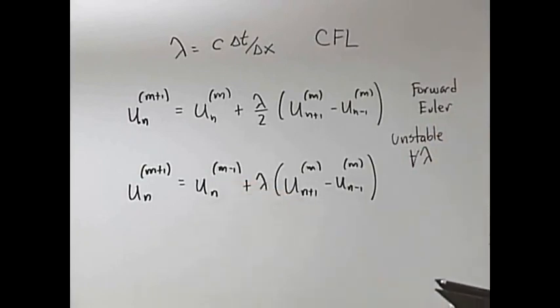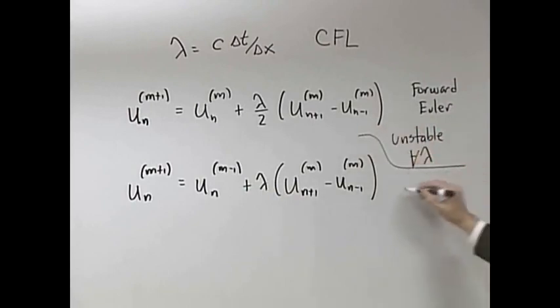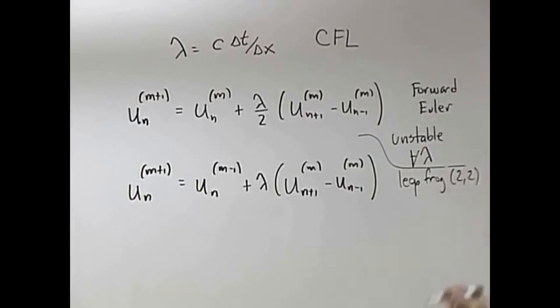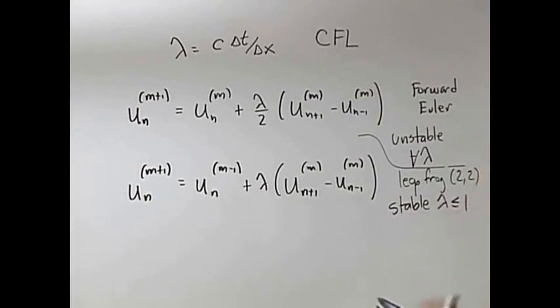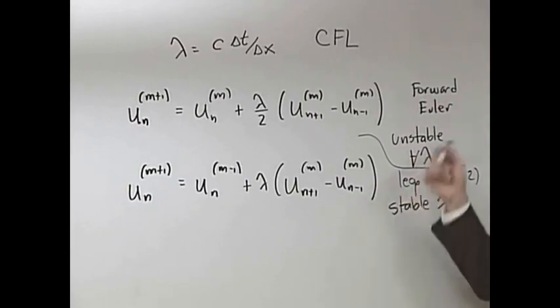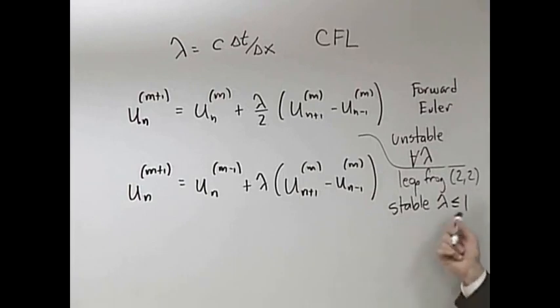So now you have this guy here. Leapfrog. Okay, so that goes with that up there. This is called leapfrog 2, 2. And by the way, for leapfrog 2, 2, it's stable if the CFL condition is less than 1. Nice. So there's a huge difference between these two, because this one actually will work provided lambda is less than 1. Okay?